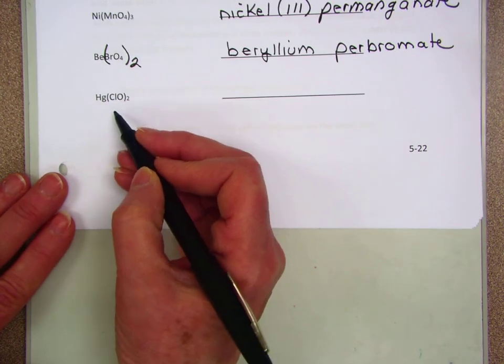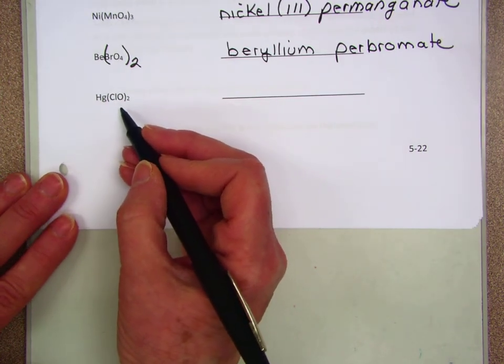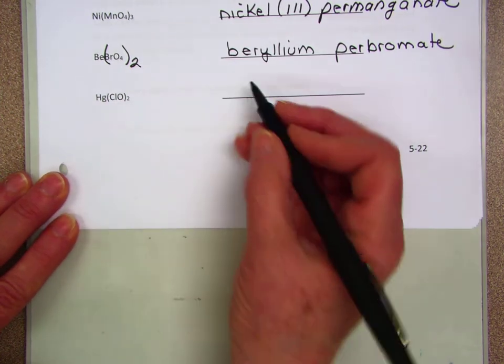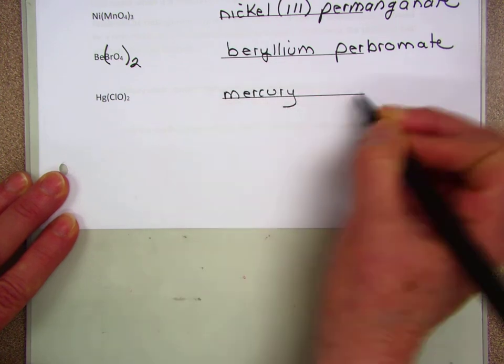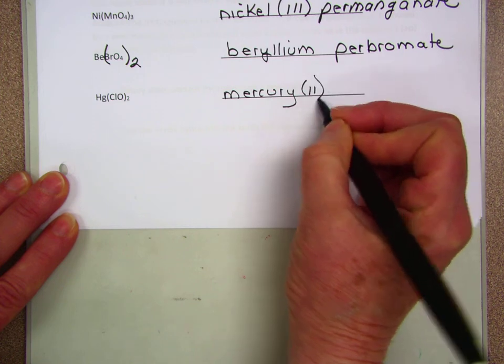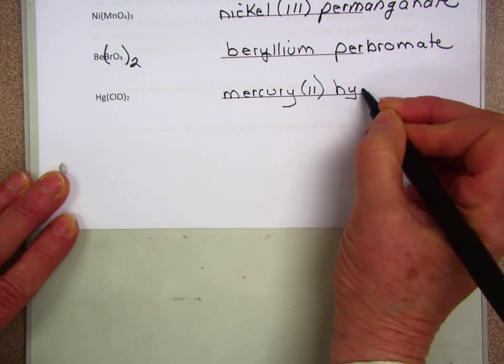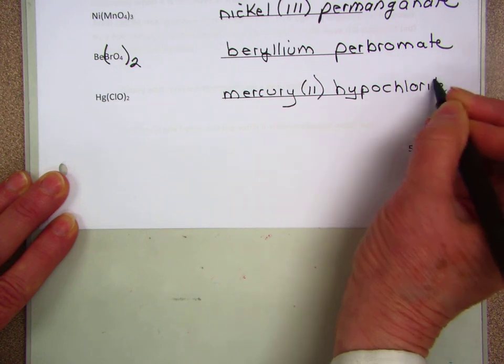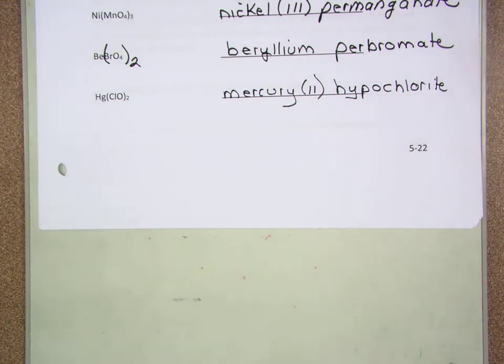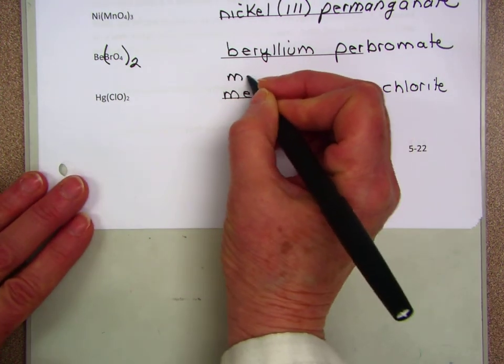Okay, how about this one, Jennifer? Mercury hypochlorite. Which mercury is it? Oh, mercury 2. Sorry, I just bypassed the parentheses. Yep, mercury 2 hypochlorite. And again, if it's a halogen and there is 1 oxygen, it's hypo-ite. If it's 2 oxygens, it's ite. If it's 3 oxygens, it's ate. And 4 oxygens is per-ate. And if we were speaking Latin, we'd call this mercuric.